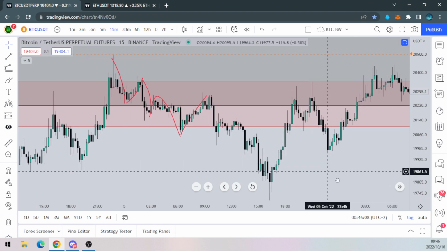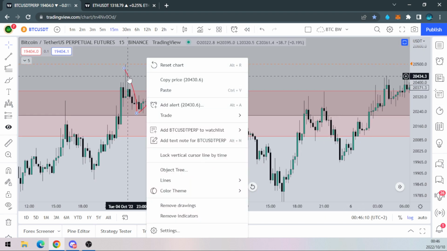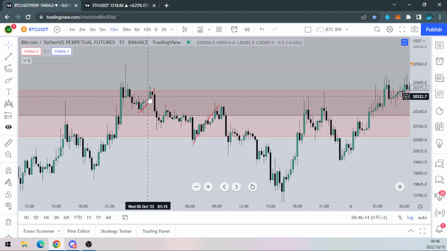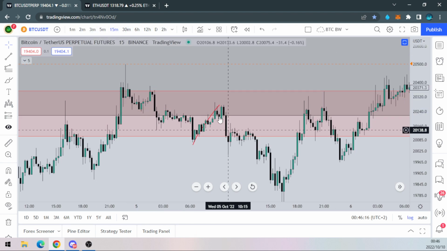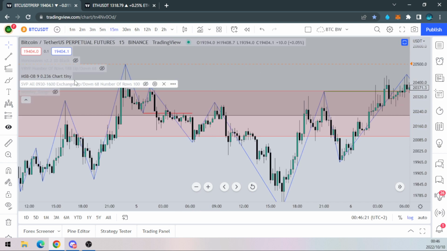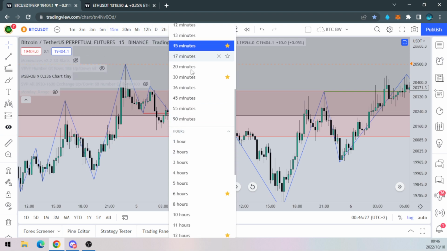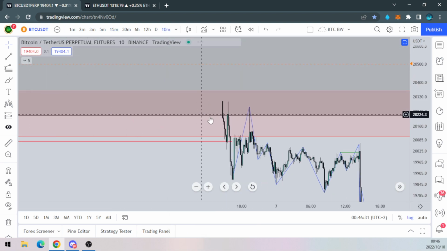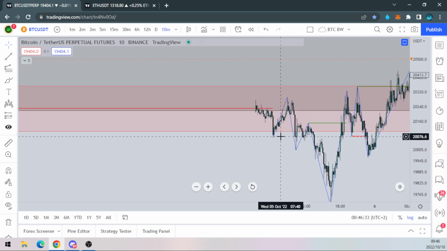Right, we'll do that again. If you're having trouble with that, you can just load the market structure break model, and you can set it on a 10 minute, maybe 10 minutes should help. Let's go back and have a look at that.